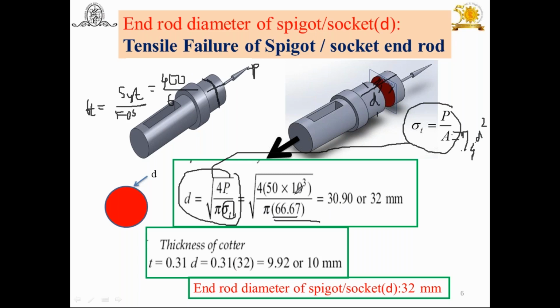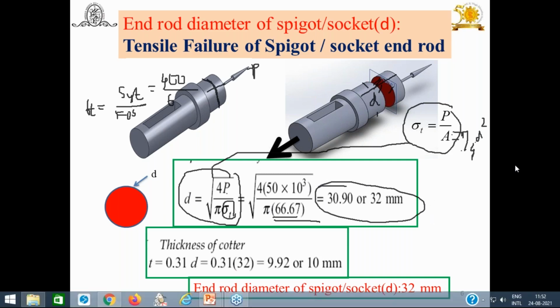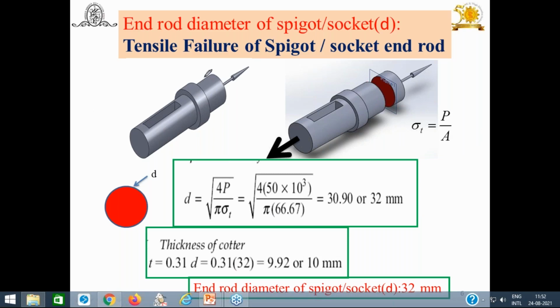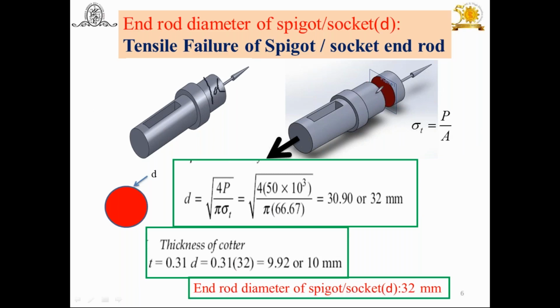You will get 66.67. P is 50 into 10 raised to 3, pi is 3.14. You will get the diameter of the end rod of the spigot and the socket. This end rod diameter, small d, comes to 30.92. But instead of 30.90, I have not taken 31, I have taken 32. It's your choice, the designer's choice.